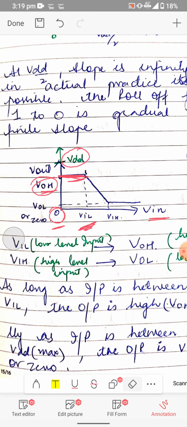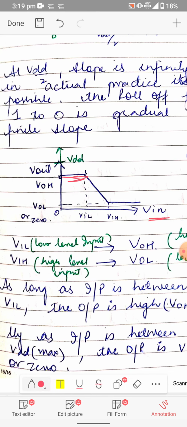Okay, after your input crosses VIL, there will be a gradual slope which is shown by this line, and the output will start decreasing. And as the input reaches this value VIH, your output will come down and acquire a low level which is VOL. Ideally we say that it can come down to 0, but due to some grounding issues it does not come down to a perfect 0, but it acquires a low level which is called VOL.